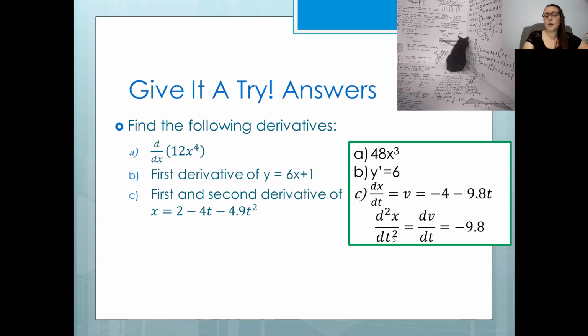Previously, we saw the equation for acceleration, which is the change in velocity over the change in time, or dv divided by dt. So this second derivative of our position is actually the acceleration. And if we take the derivative of our velocity function here, the negative 4 goes away because it's a constant. The derivative of a constant is 0. And so we're left with just negative 9.8.